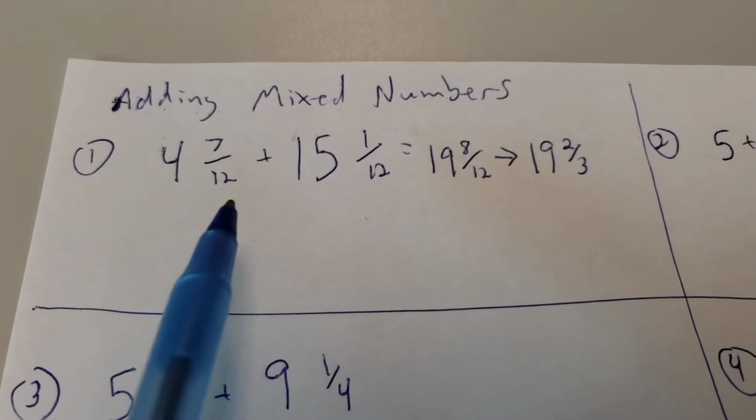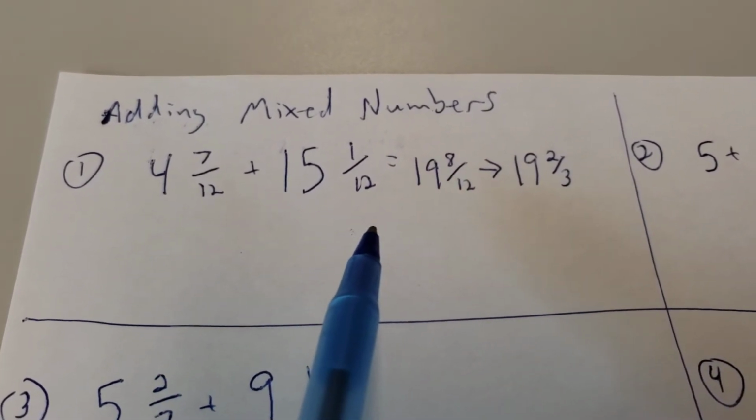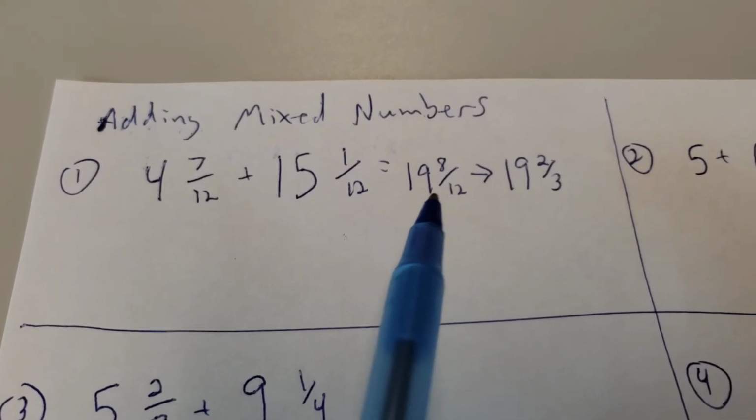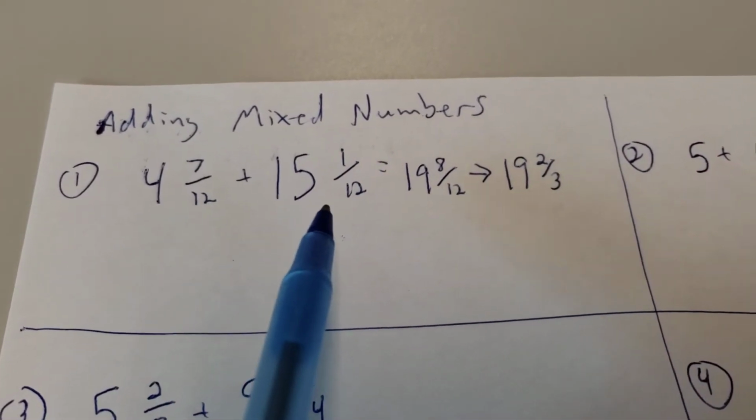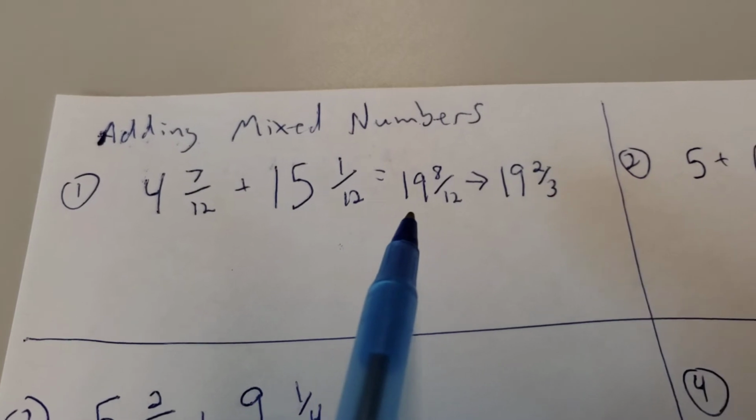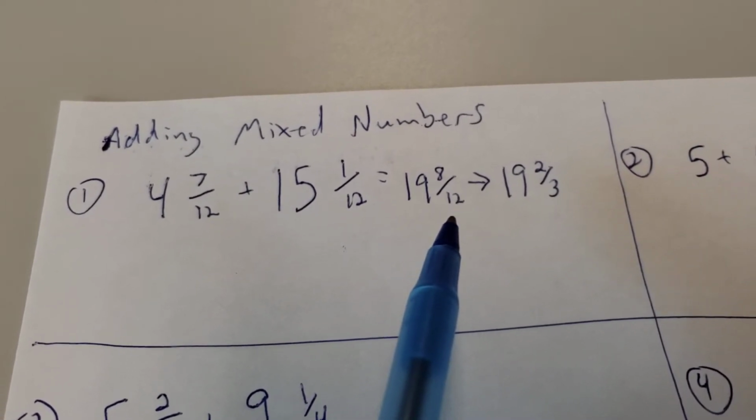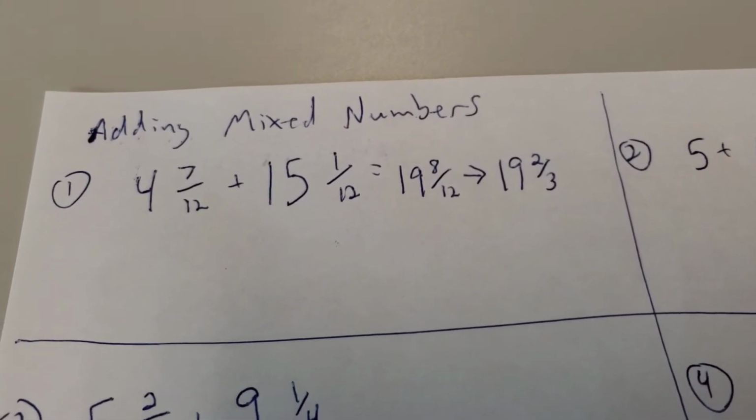fraction portions of it. So for example, if I have 7 twelfths plus 1 twelfth, I can get the 8 twelfths. And then I can go ahead and get 4 plus 15 gives me 19. So I have 19 and 8 twelfths. However, we can go lowest terms of the 8 twelfths, so it gets down to 19 and 2/3.